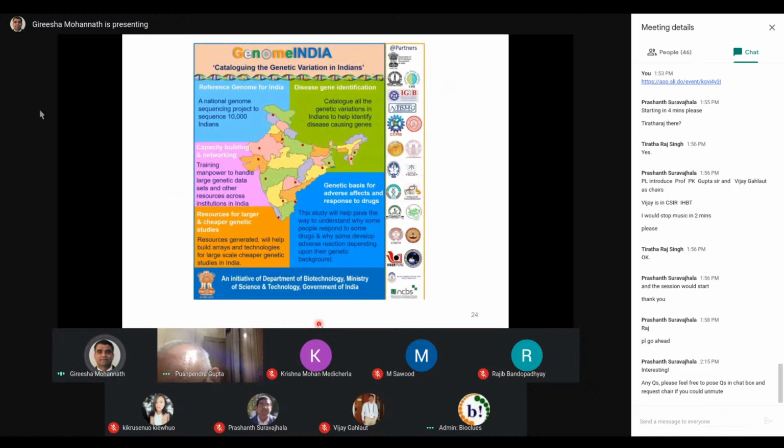Also, this morning you heard about GenomeIndia, where about 10,000 individuals will be sequenced, and whole genome sequences for Indian individuals will be available. I think that will serve as an excellent resource to analyze RNA genes from the Indian population. So far, there is no reference sequence available for Indians yet. So that can also be done, and some work can be initiated.